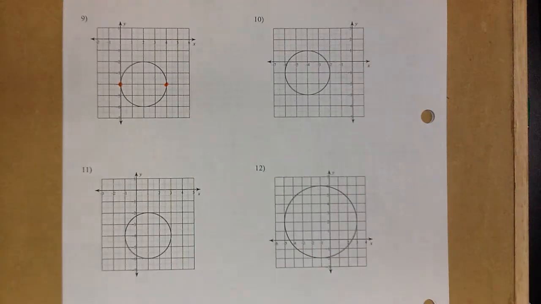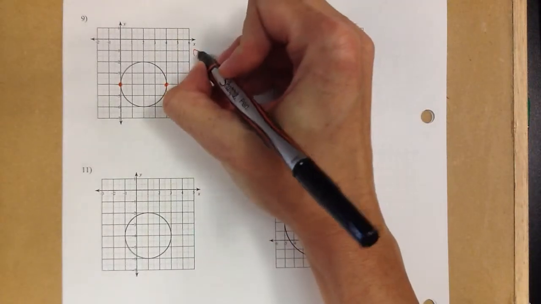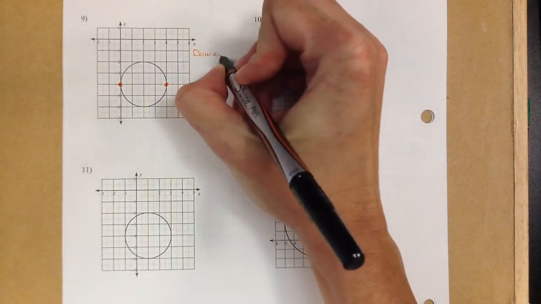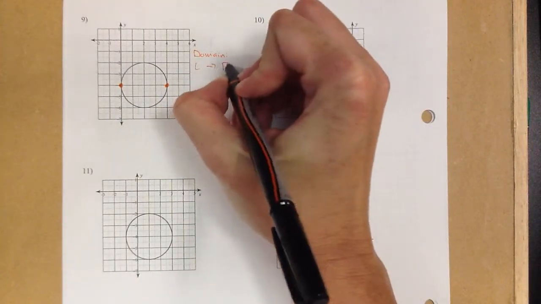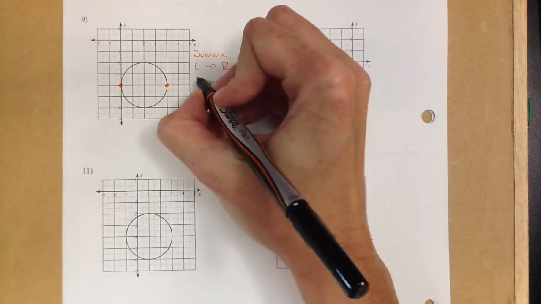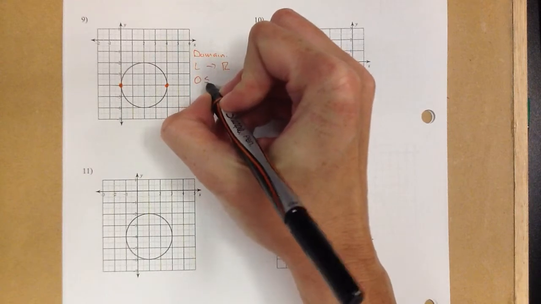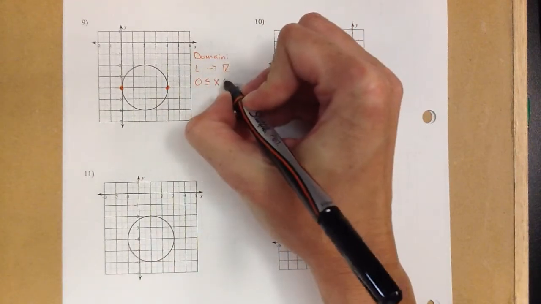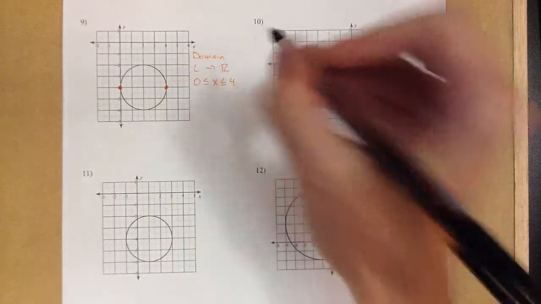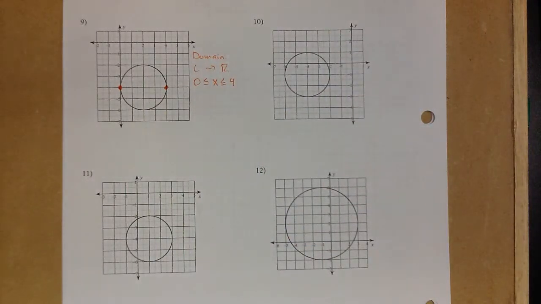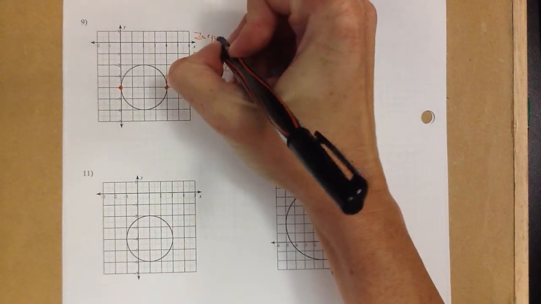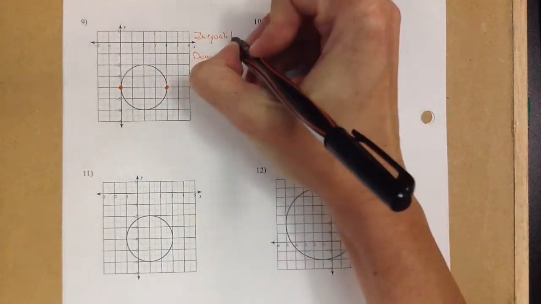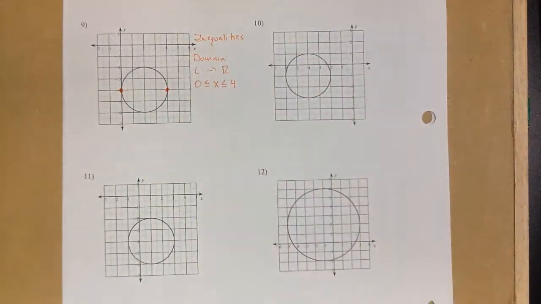So if we're going to talk about the domain of that circle, I'm going to say, just for right now, domain is left to right. And we're going from 0 is less than or equal to x is less than or equal to 4. It started at 0 on the left and went to 4 on the right. And this is notation using inequalities.